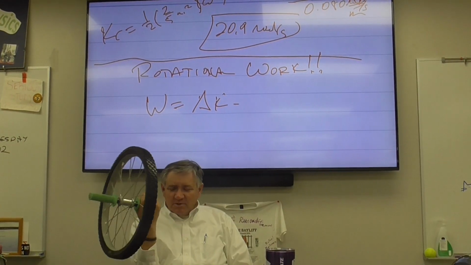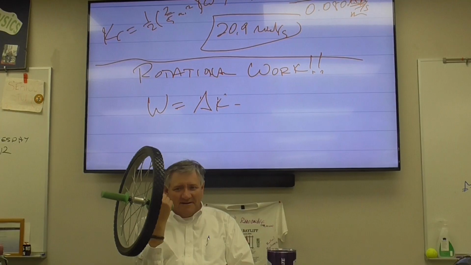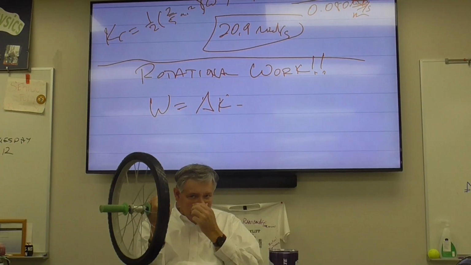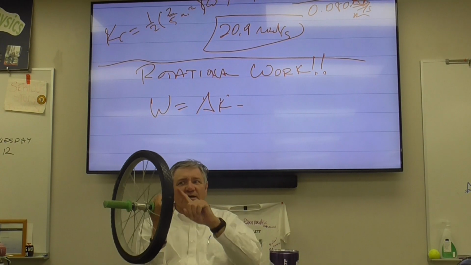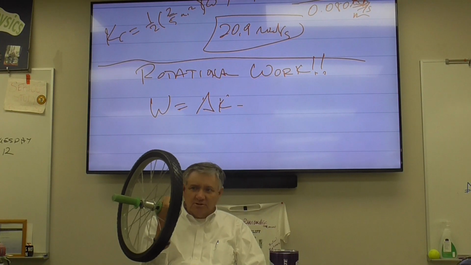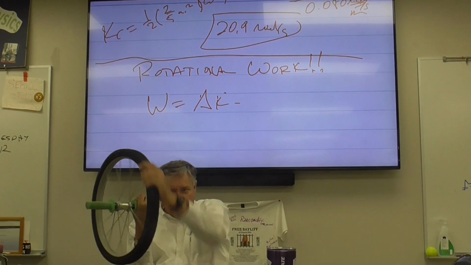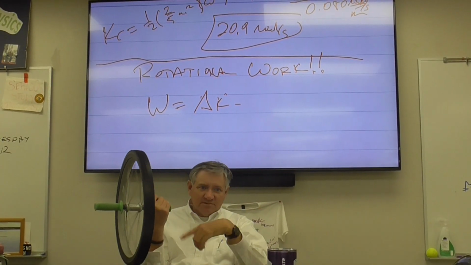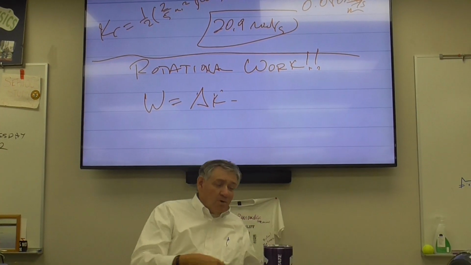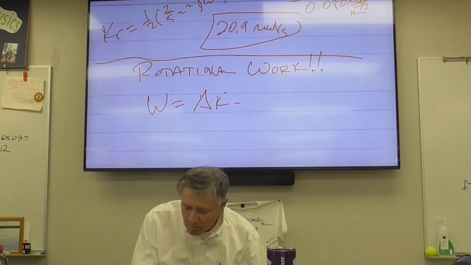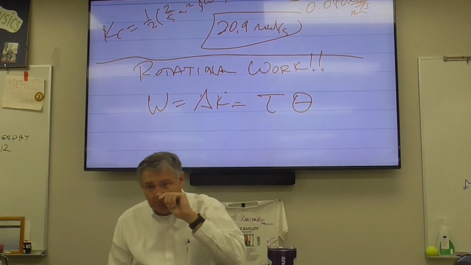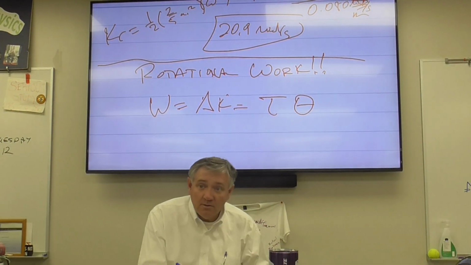If I'm going to make this wheel spin, I spin it. In doing so, do I apply a torque? Yes. Does that torque act through a certain amount of degrees? Sure. And if that torque acts through more of the circle, I do more spinning. I do more work, right? So, work can also equal torque times theta. Okay?